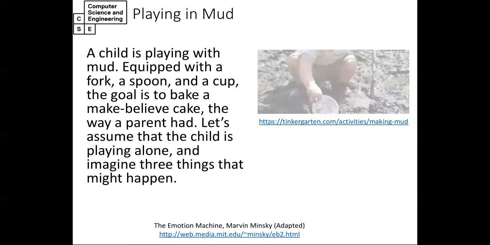The child playing in mud has a fork, a spoon, and a cup. The child has decided to make a make-believe cake using these tools and the cup. We're going to assume that the child is playing alone. And I want you to imagine the following three things that are going to happen. There are going to be sets of occurrences.